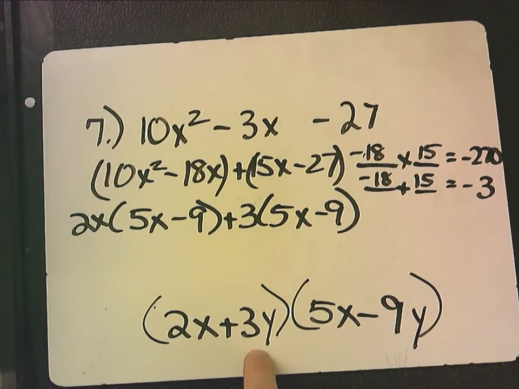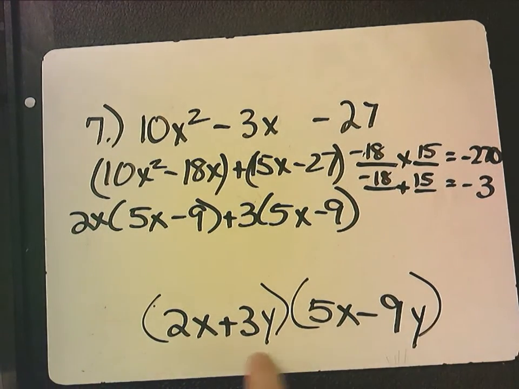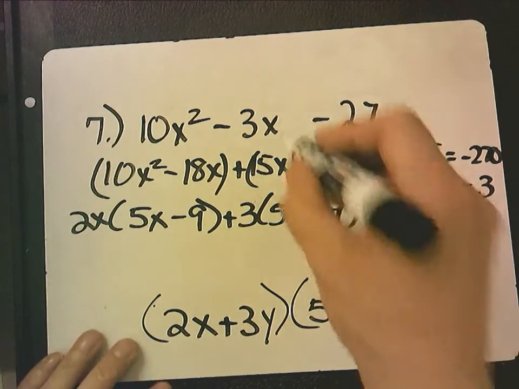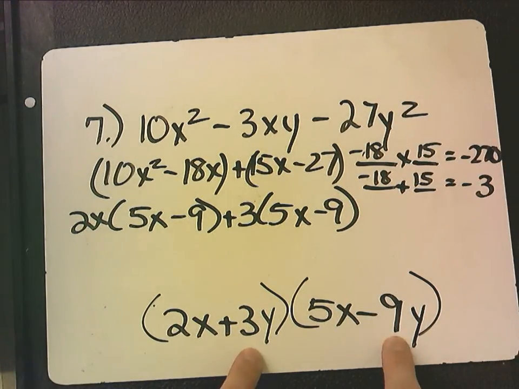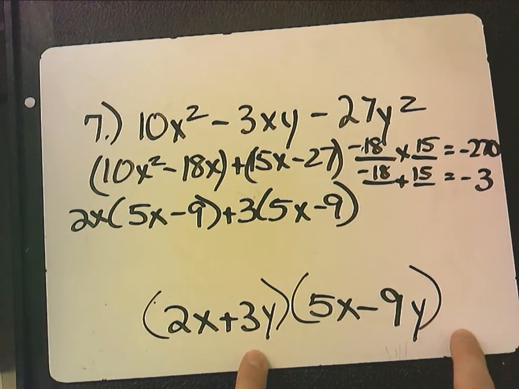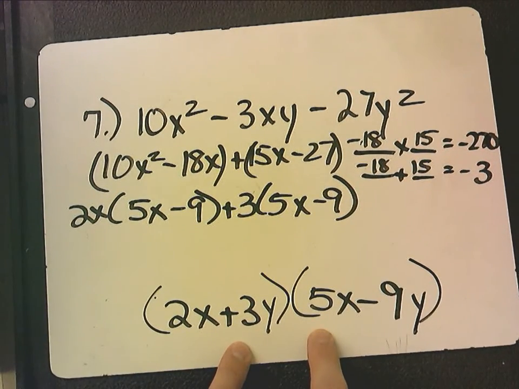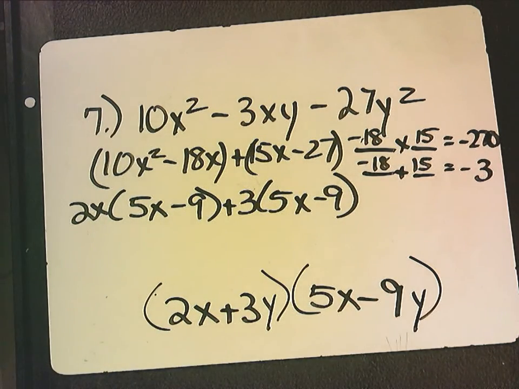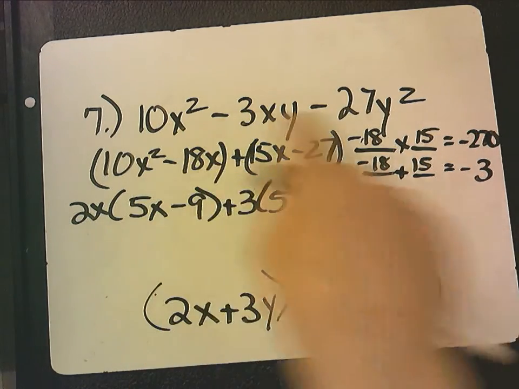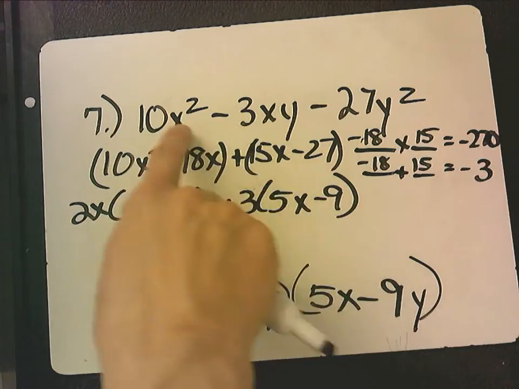But notice now I had already put the y's there. And if you FOIL this, and we go back to our original equation, this will give you negative 27y squared. This will give you 15xy minus 18xy, which is negative 3xy. So this is a trick to handle double variables. Now this will only work if the first term is squared, the last term is squared, and the middle term includes one of each.